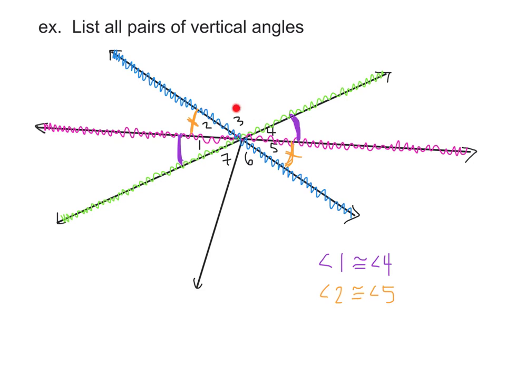When I look at angle 3 right here, angle 3 is made up of the ray that's the blue and the ray that's the green. If I take the opposite ray of this green, I get over here and it's touching 7. But when I take the opposite ray of this blue, it's over here touching 6. So angle 3 doesn't have a vertical angle. It would have to be the sum of 7 and 6, and that's not what we're looking for. So in this picture, hopefully I didn't trick you, but there are only two pairs of vertical angles.